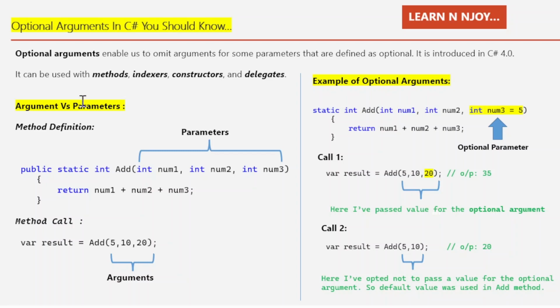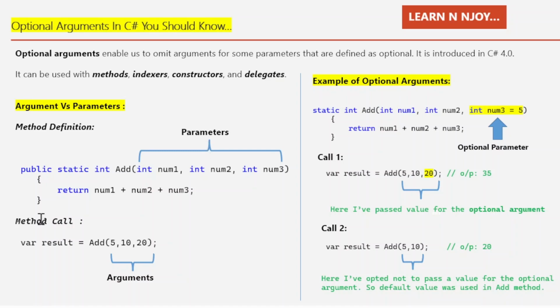Before we go deeper, let's first understand what parameters and arguments are. Argument versus parameter. Here in this method definition, I have written public static int add(int num1, int num2, int num3), and it just performs the addition operation and returns the result. Here num1, num2, num3 are parameters. A parameter is nothing but a named variable passed into a method. These are used to import arguments into methods, right?